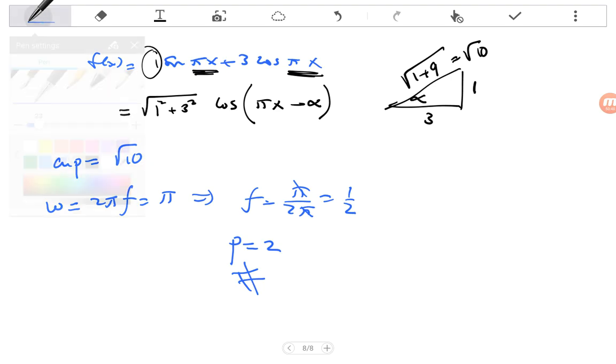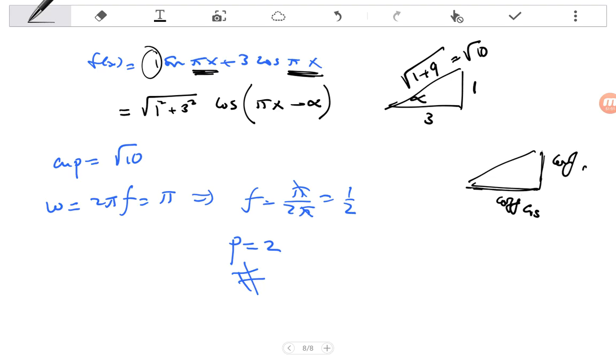As you have seen, we just put the coefficients. When you make the triangle of alpha, you put the coefficient of cosine as the adjacent, and you put the coefficient of sine as the opposite side of the triangle of alpha. Okay?